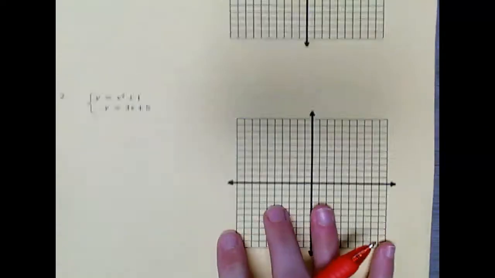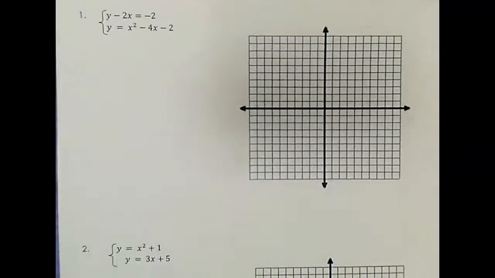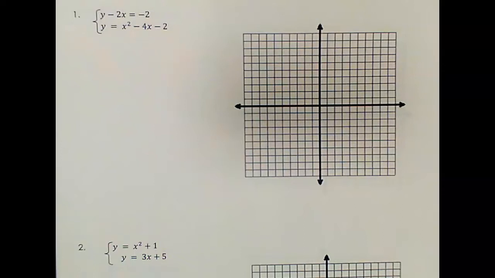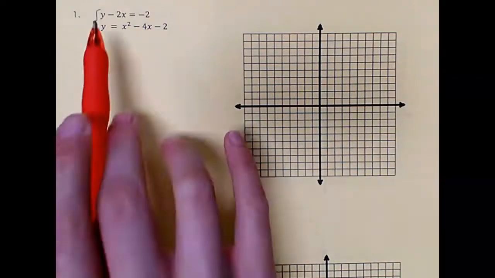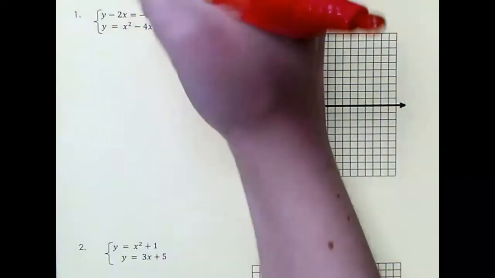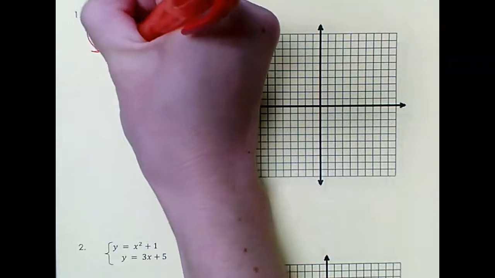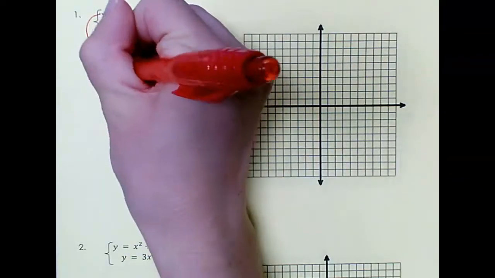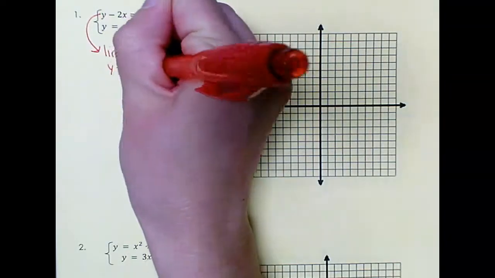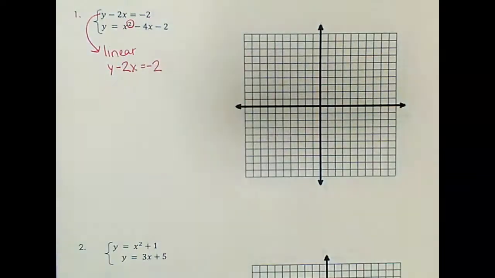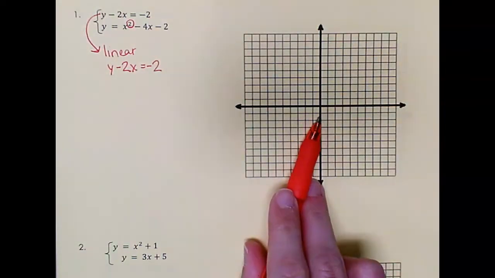Okay, so let's look at some examples. In our first example, we have two equations. I notice this one has a squared and this one does not, so that means that this top one without the squared is linear. And I would really like to solve for y so that I can get slope-intercept form and graph my line a little bit more easily.